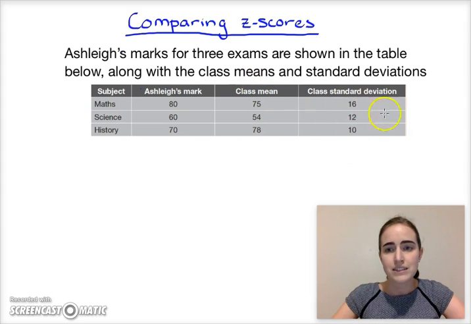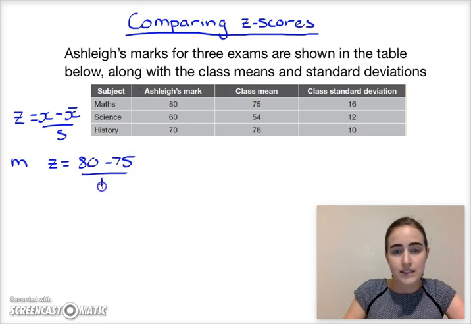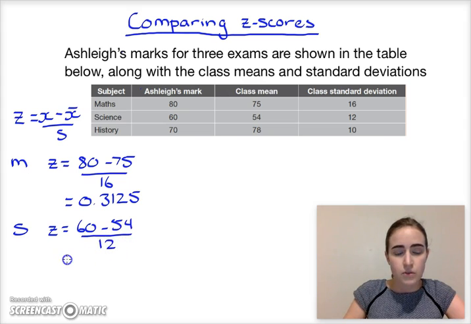So if we look at the mean and standard deviation, we can calculate the z-score for each one. So remember, the z-score was the raw mark minus the mean divided by the standard deviation. So for maths, the z-score would be that 80 minus 75 divided by 16, which would give us 0.3125. For science, the z-score would be that 60 minus the mean of 54 divided by the standard deviation of 12, which would come out to be 0.5.